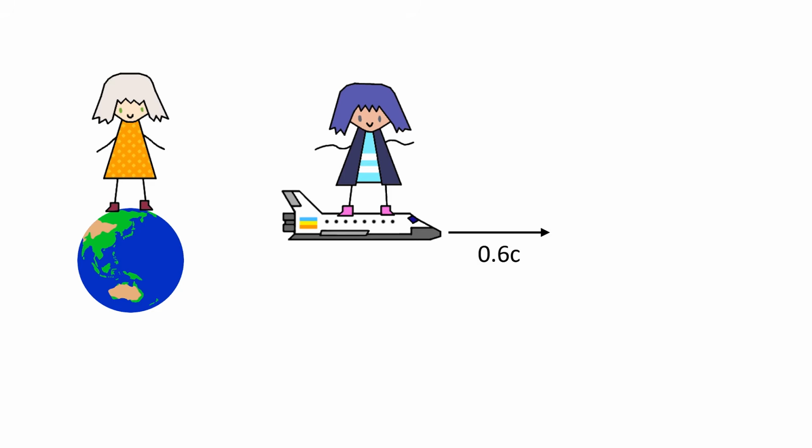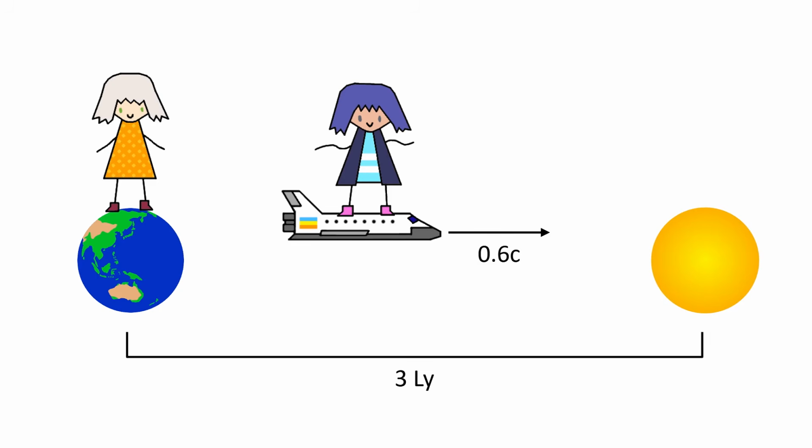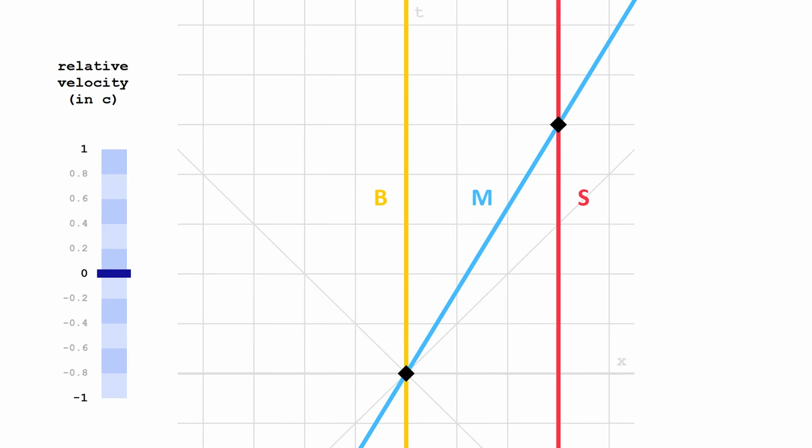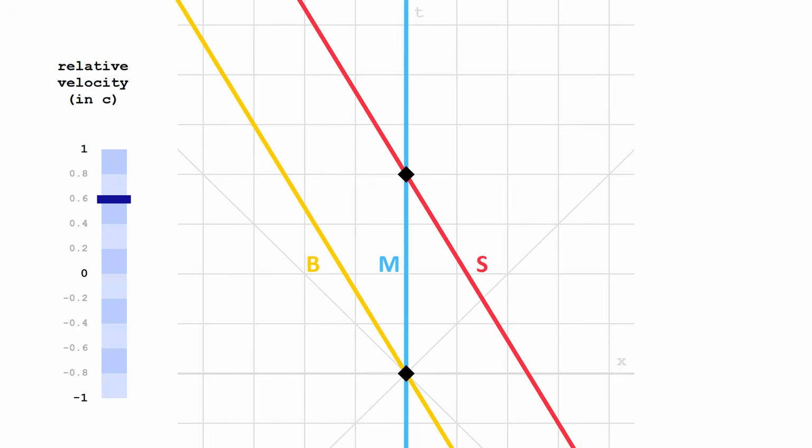In the example with Mary and Botan, we can give Mary a destination, a star that's 3 light years away. Its world line will be vertical, just like that of Botan on Earth, but 3 units to the right. If we switch to Mary's reference frame, both world lines become slanted, and at any given moment, the distance between them is now only 2.4 light years, just like the predictions.